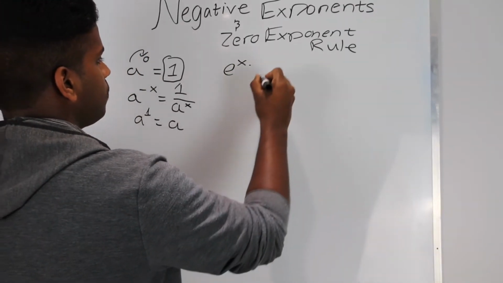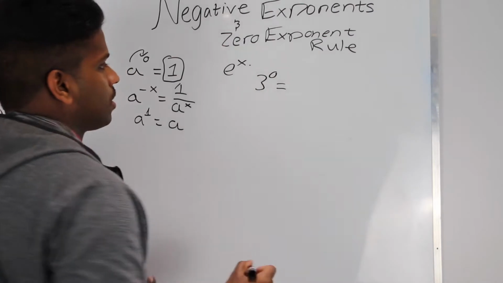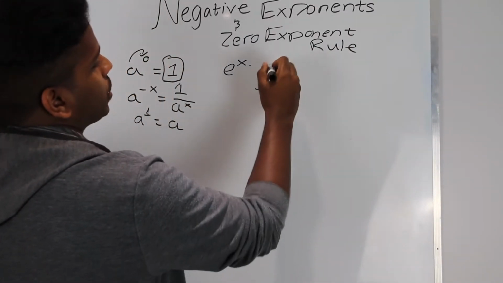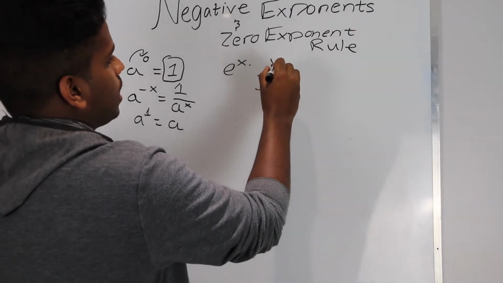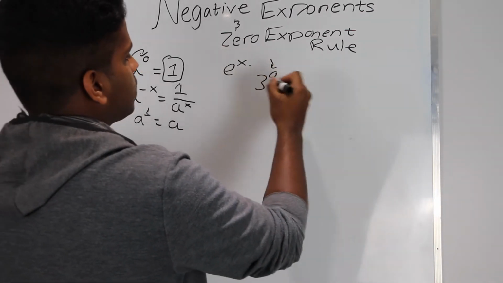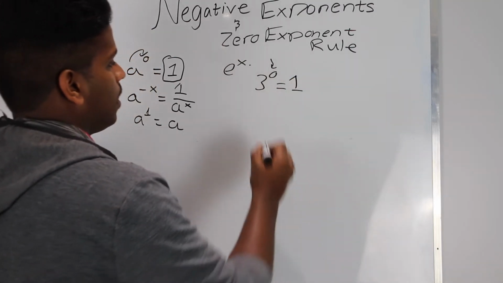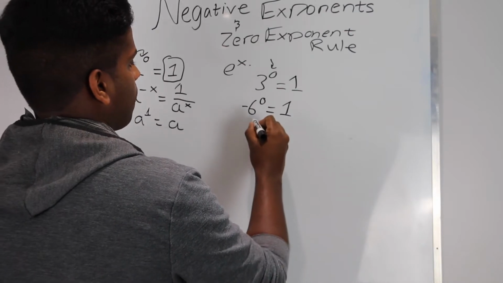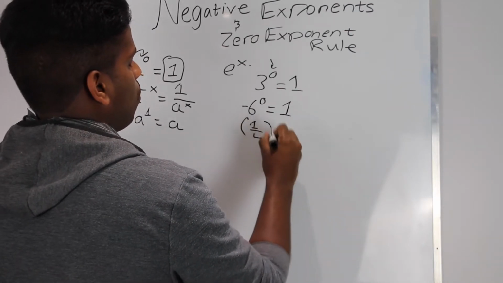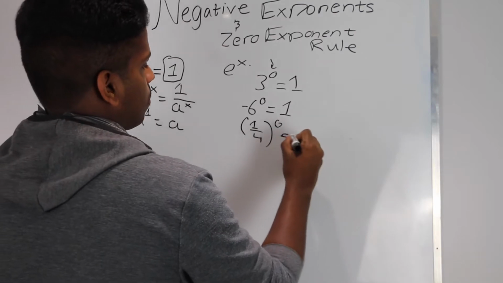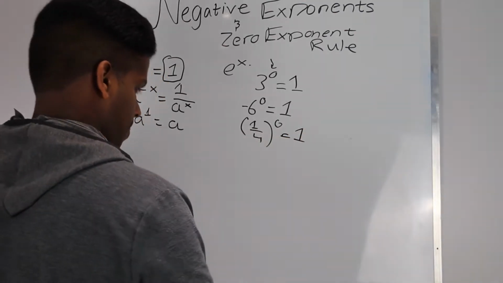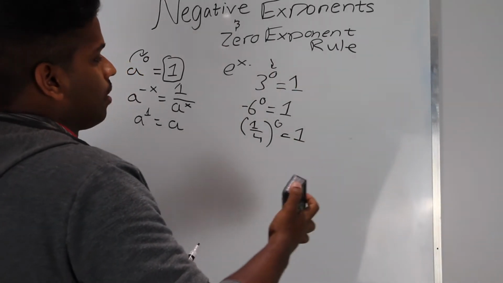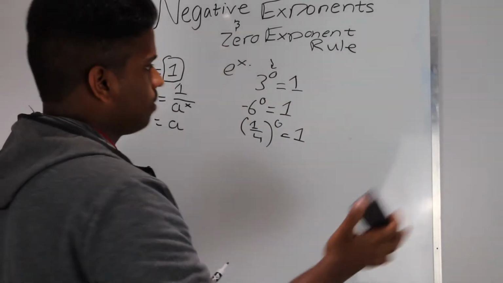Let me give you an example. This is straightforward. 3 to the power of 0: 3 is the base, 0 is the exponent. You can see how 0 is written in superscript, in the top right-hand corner of the base. 3 to the power of 0 is 1. Negative 6 to the power of 0 is 1. 1/4 to the power of 0 is 1. That's pretty straightforward. If it's raised to the power of 0, it's automatically 1.